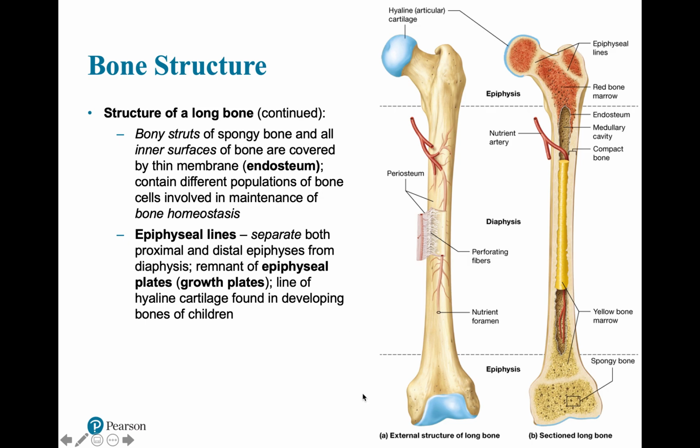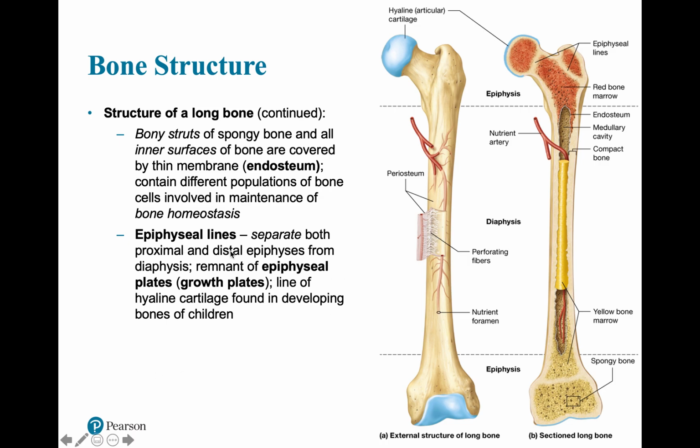Another function of the endosteum is that it provides cells that will participate in the growth, development, and remodeling of bone as well. Those are the different populations of cells involved in the maintenance of bone homeostasis. So that's the growth, development, as well as remodeling that occurs throughout the lifetime of a human.